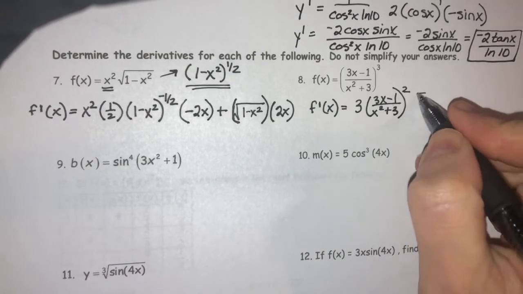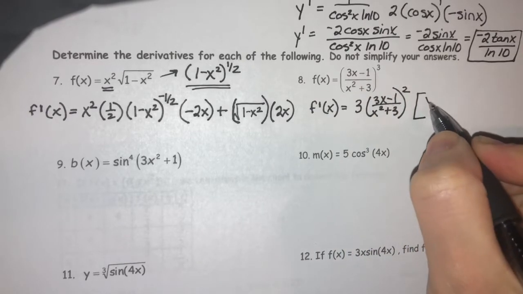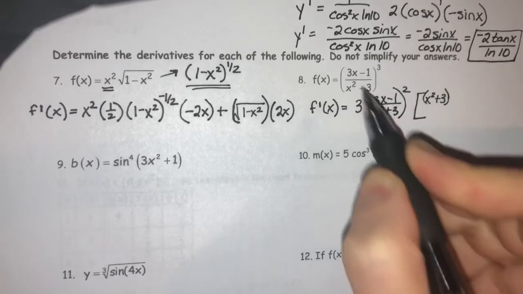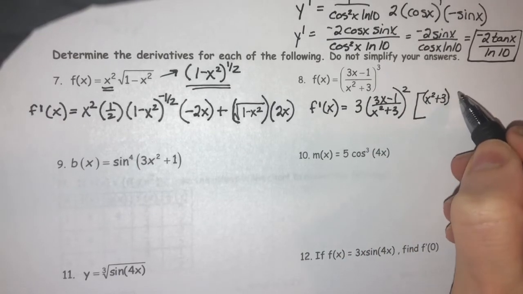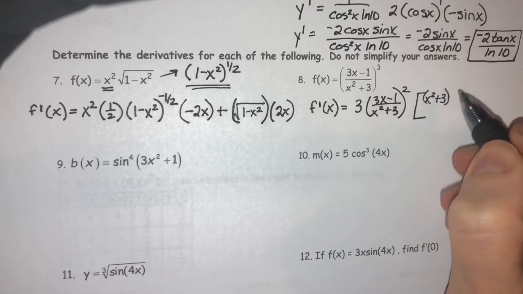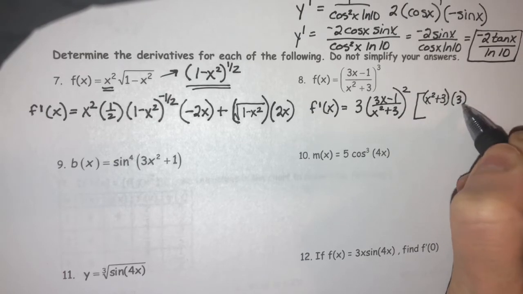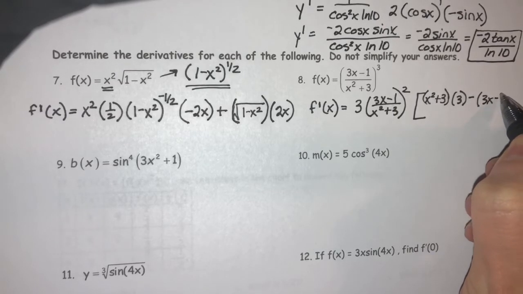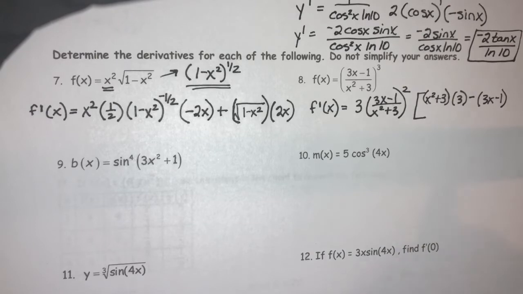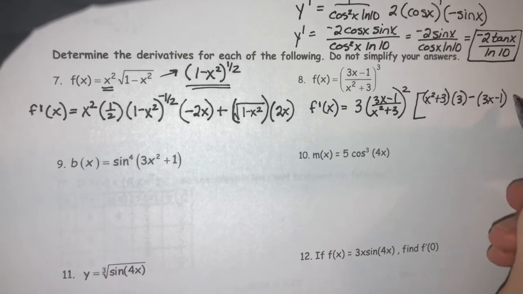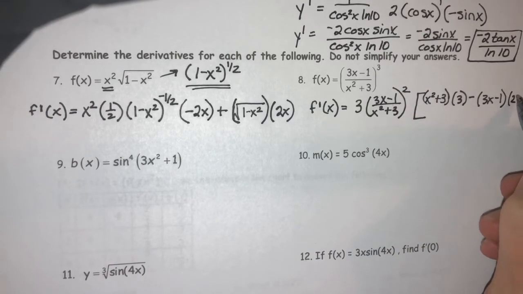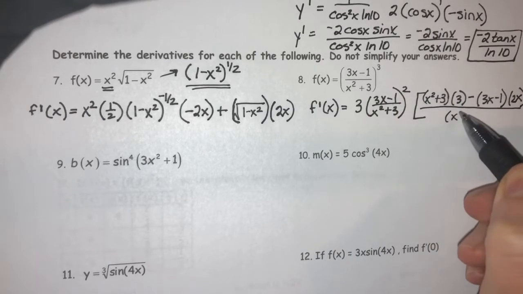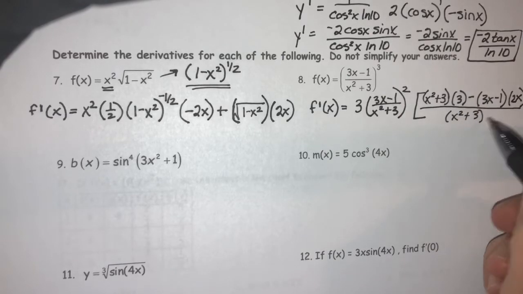Woohoo! So start with the denominator, x squared plus 3, multiply by the derivative of the numerator, which is, let's see, the derivative of 3x minus 1 is just plain old 3, minus the numerator copied down, 3x minus 1, times the derivative of the denominator, which is 2x, all divided by the denominator squared.